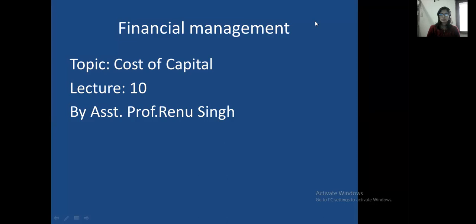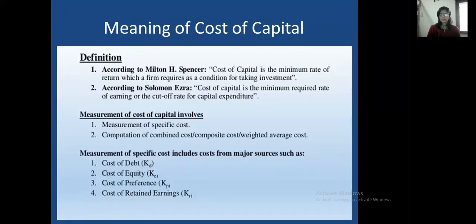Today we are going to start our subject financial management, and in this we are going to discuss the topic cost of capital. And this is our lecture 10. In this we are going to define what the cost of capital is, how we are going to calculate it, what the effect of cost of capital is and all that. First of all, I am going to start from the very basic meaning of cost of capital.